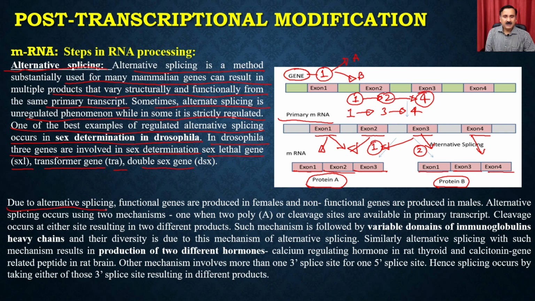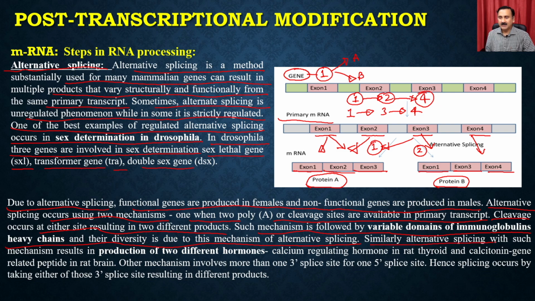Due to the alternate splicing, the functional genes are produced in female and non-functional genes are produced in the male. Alternate splicing occurs by two mechanisms. One, when two poly A or cleavage sites are available in the primary transcript, the cleavage occurs at one site, resulting in two different products. Such a mechanism is followed by the variable domain of the immunoglobulin heavy chain, and their diversity is due to the mechanism of alternate splicing.